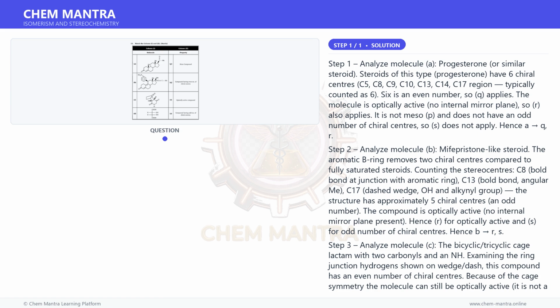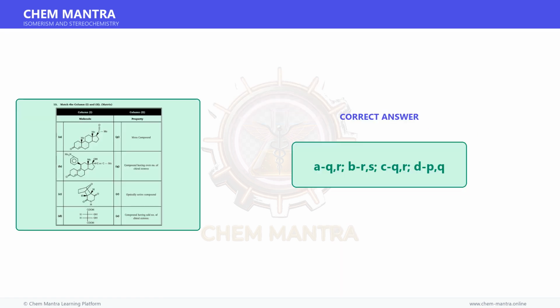Summary of why other options fail. A. Is not meso, no internal mirror plane in progesterone, not odd chiral centers. B. Is not meso, not even chiral centers. C. Is not meso, not odd chiral centers. D. Is not optically active, it is meso, not odd chiral centers. Therefore, the correct answer is A: Q, R; B: R, S; C: Q, R; D: P, Q. The correct answer is shown on screen.